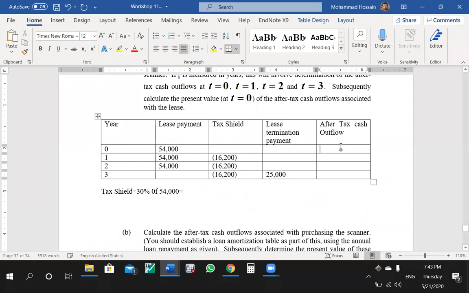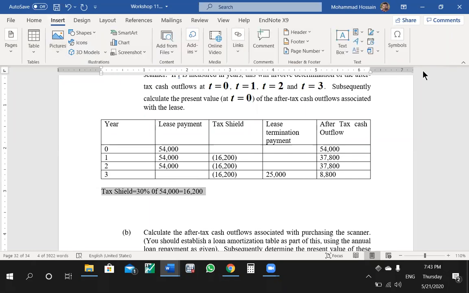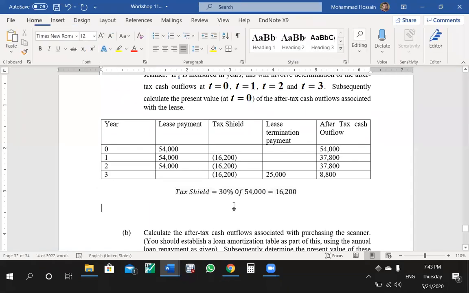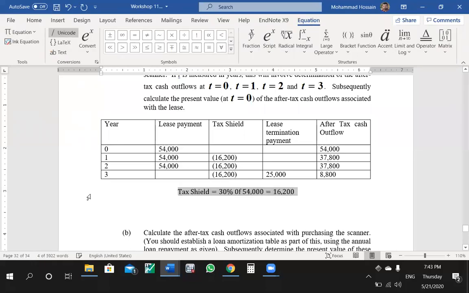So how much will be the after-tax payment? First year it will be 54,000. Second year will be 54,000 minus 16,200. It will be 37,800. This year also remains the same, 37,800. And this year will be minus 16,200 plus 25,000. It will be different. It will be 8,800. Okay. So this one is here, 16,200. All right. That's it.